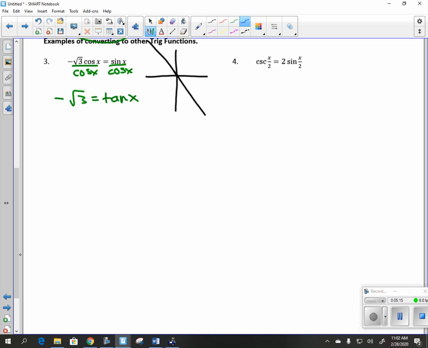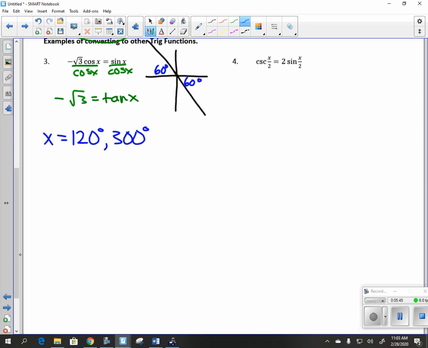Inverse tangent of the root of 3? 60. Very good. X is 120 and 300. Good job.